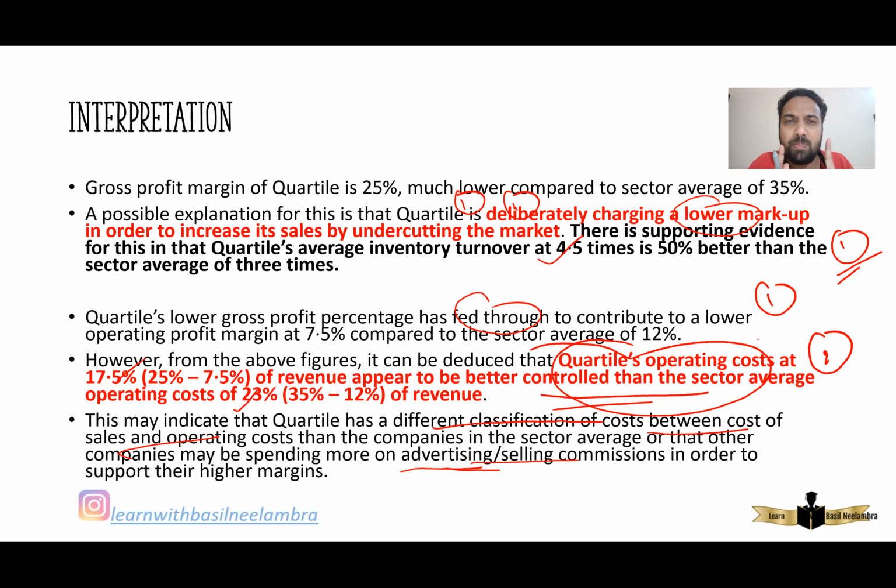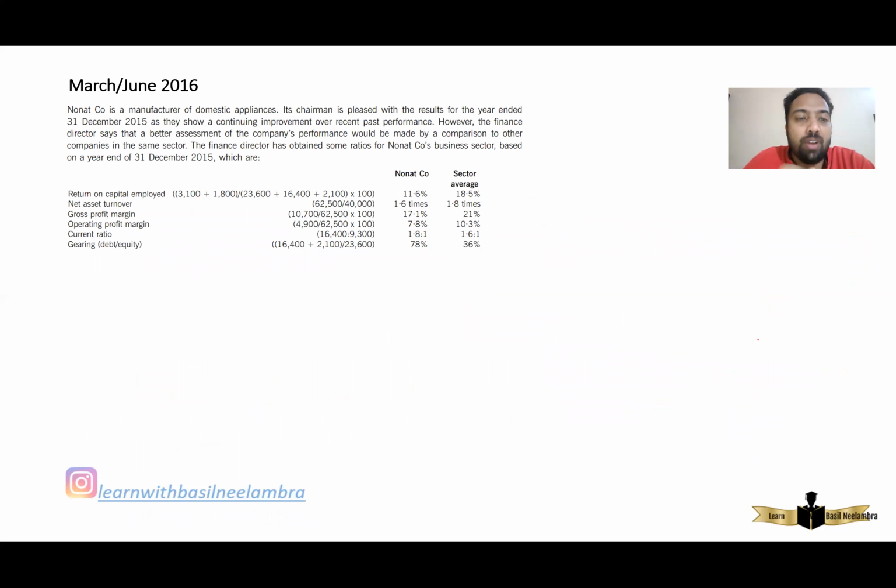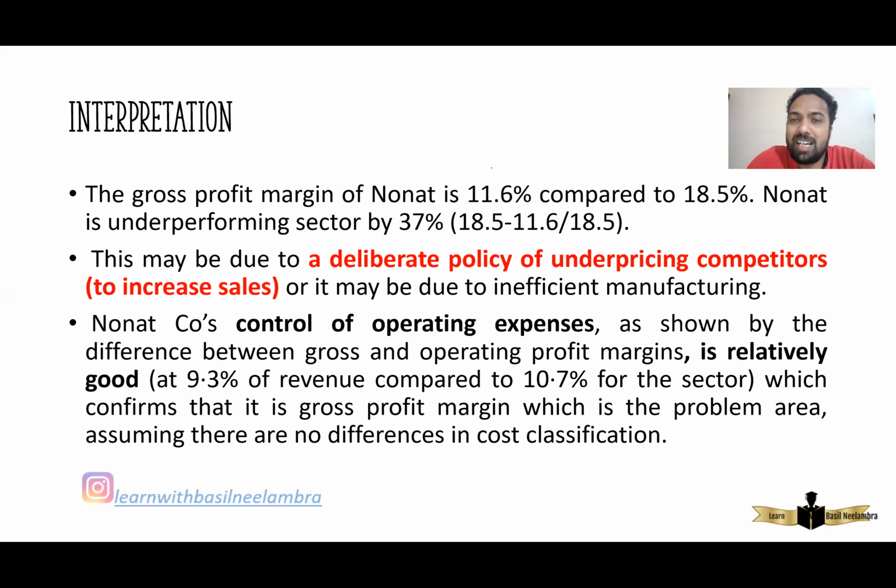Now let's practice one more question on how to interpret operating profit and gross profit when they are asking you to compare with a sector average. The last question, March June 2016, we are focusing on gross profit margin. Once again, gross profit margin of Non-net is 17.1 and sector average it is 21%. So Non-net is performing much lower than its sector average. So let's go. What is that? Gross profit of Non-net is 11.6. It is underperforming by the sector.